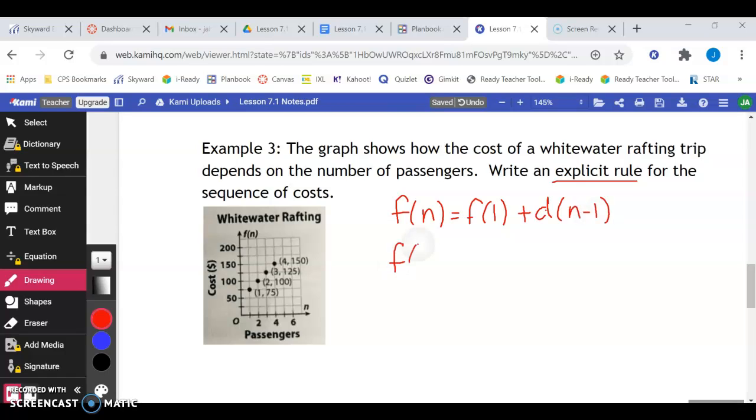Well, we know f of n is going to be our answer, so we want that to stay. F of 1 is the first term. So how much does it cost for one person to go? And it looks like $75. So that's going to be 75 plus our common difference. What are we adding each time? What's it going up by each time we add another person? And that would be 25. And then we have n minus 1. So once we decide if we have 12 people going, we can plug 12 in for n, do the math, and figure out how much it's going to cost for 12 people.